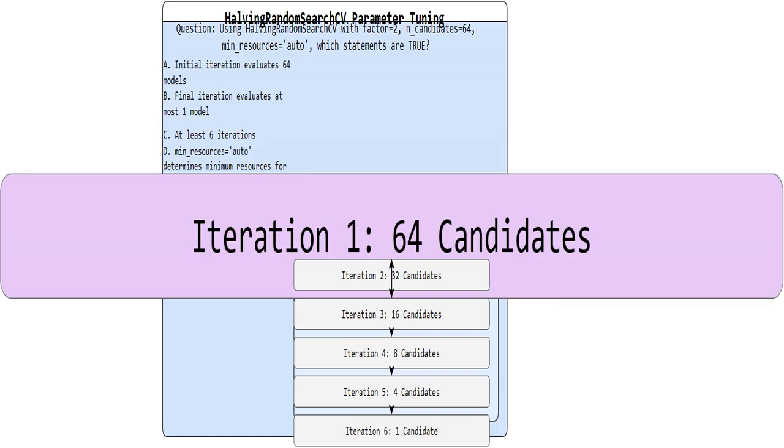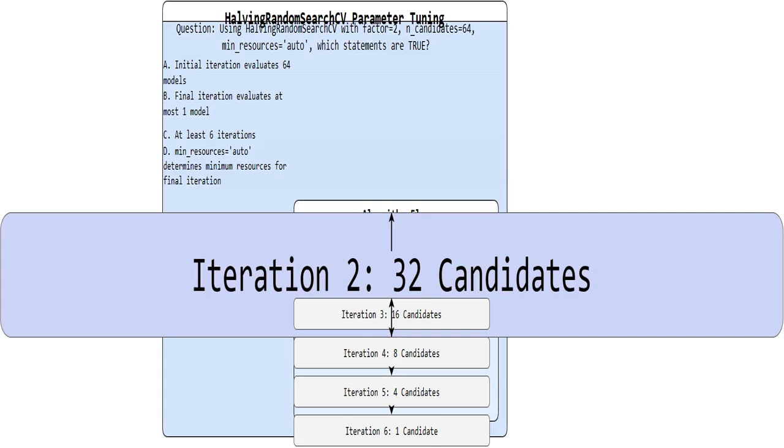The search begins by evaluating all 64 initial candidates. This is what is meant by option A. This is the first step. After the first iteration, the algorithm selects the top 32 performing models, half of the initial 64, to proceed to the next round, discarding the remaining lower performing candidates. This halving based on performance continues in the next rounds.